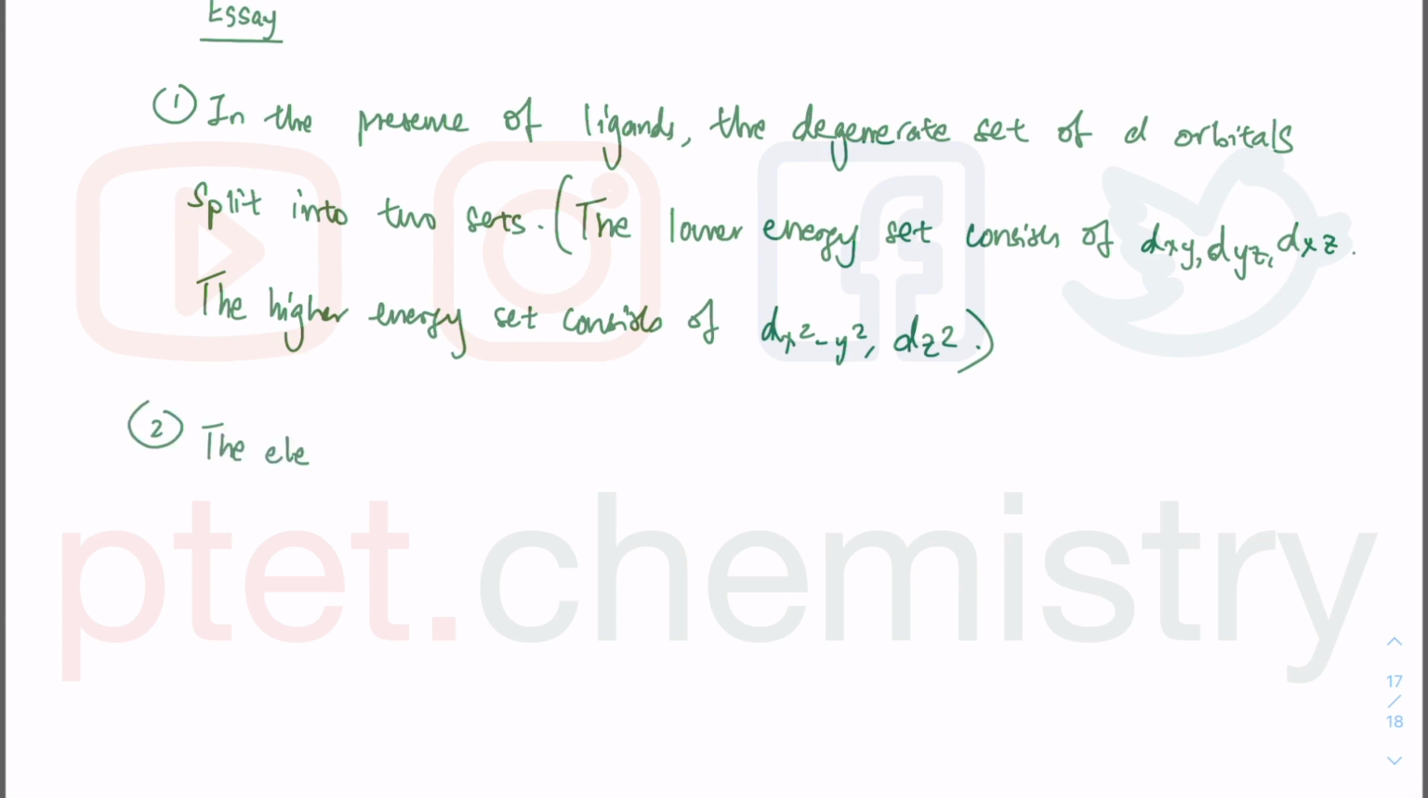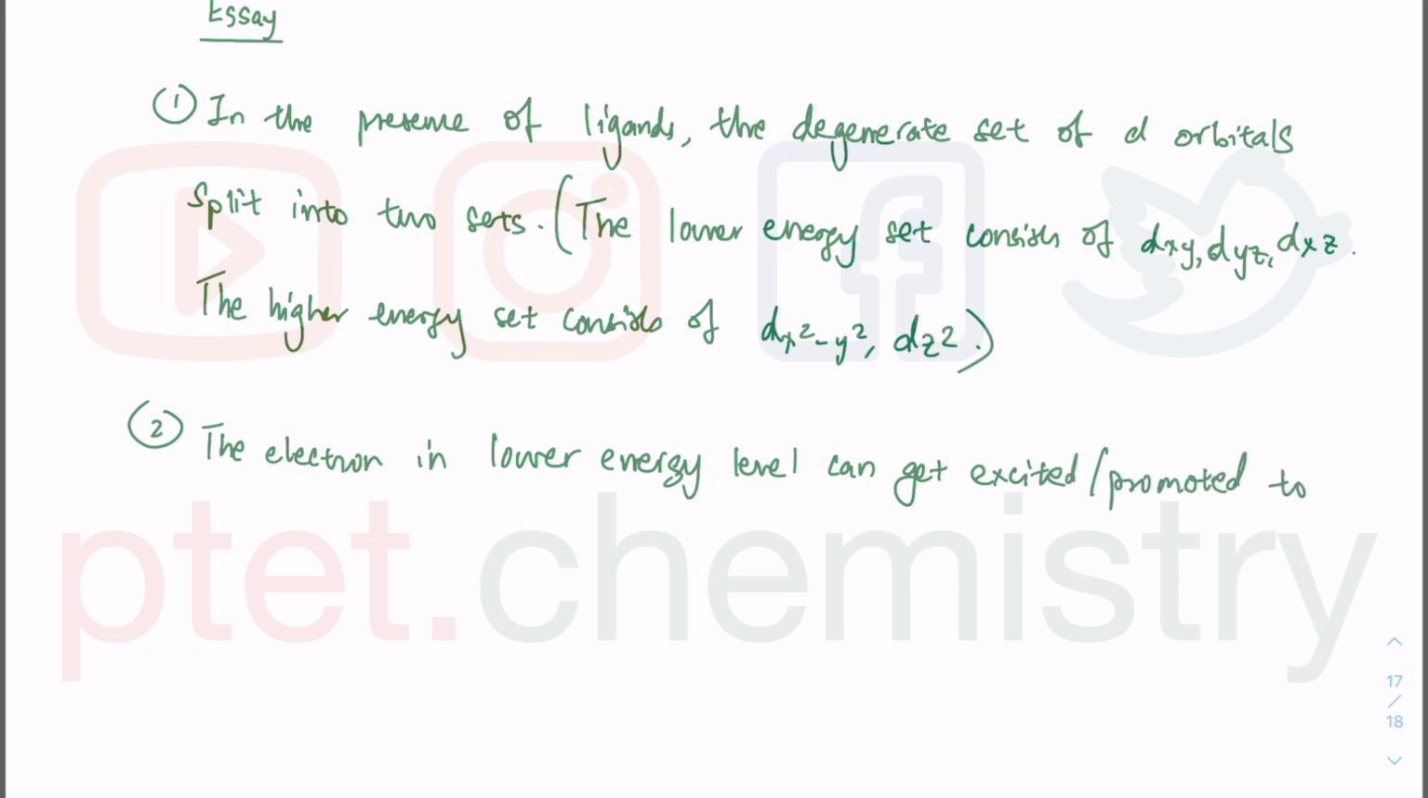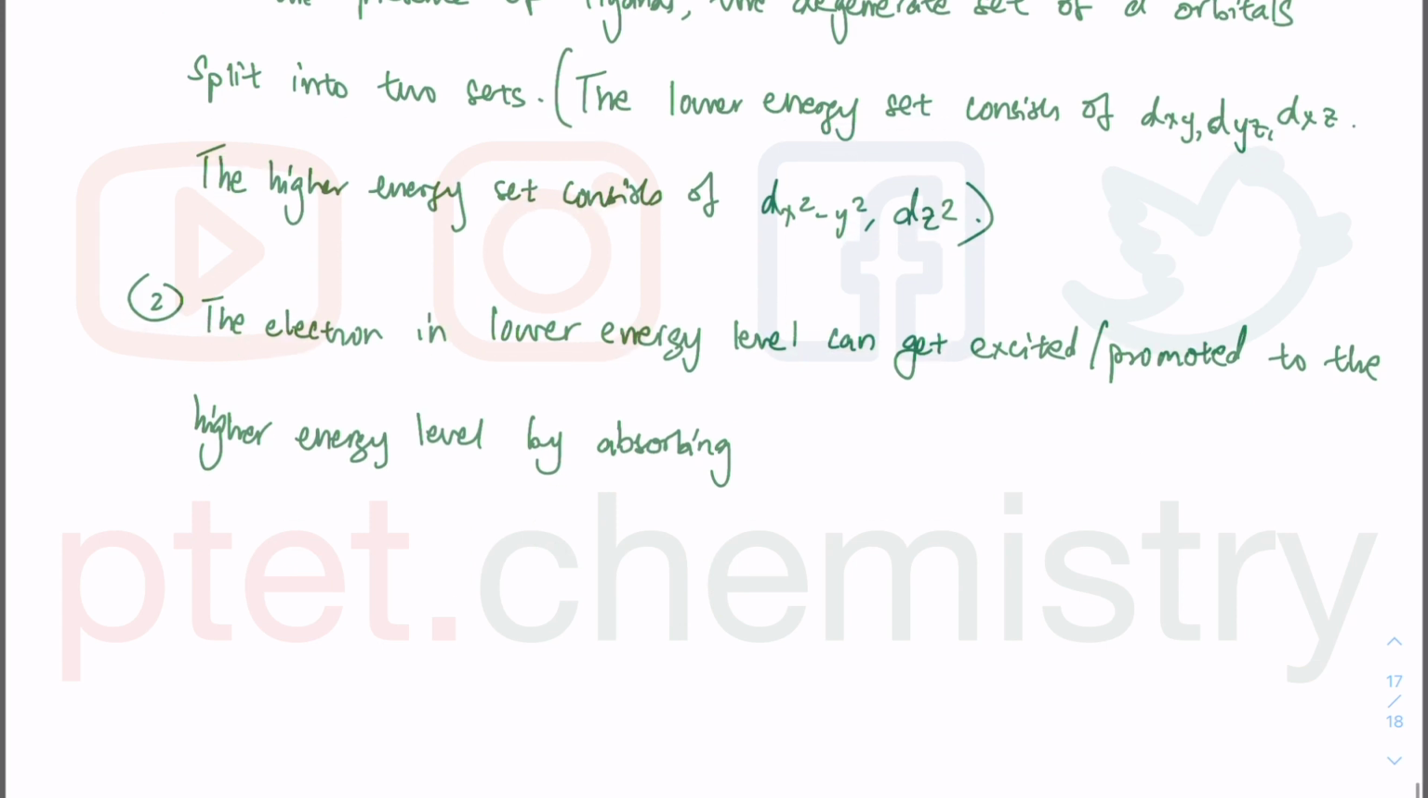So the electron in the lower energy level, remember that we define transition metals as having an incompletely filled d subshell, so you always have at least one electron in the lower energy level. They can get excited or promoted to the higher energy level. And how do they do that? By absorbing photons. Photons refer to light particles in the visible light region. The visible light region refers to RGB, the colors of the rainbow.